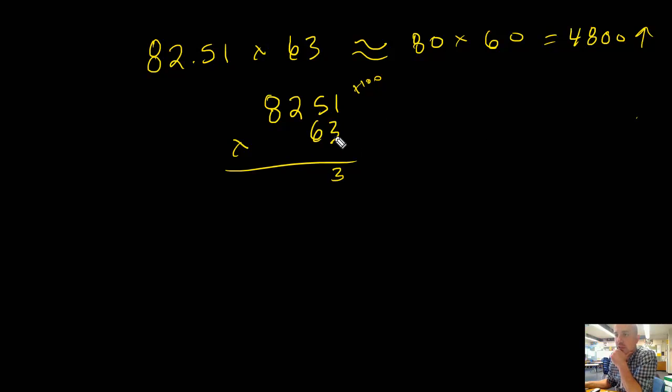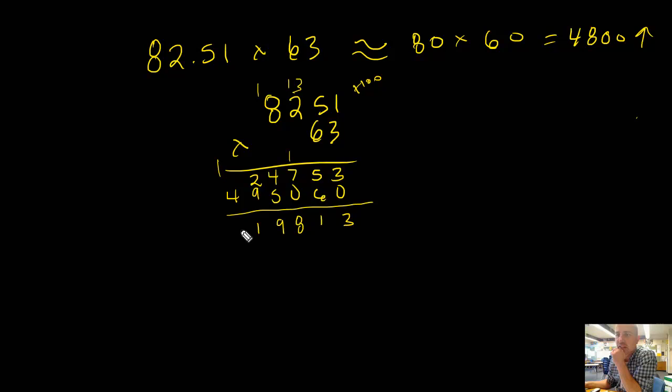3 times 1 would be 3, and 3 times 5 is 15, and 3 times 2 is 6, plus 1 would be 7, and 3 times 8 would be 24. 6 times 1, or 60 times 1 is 60. 6 times 5 is 30. 6 times 2 is 12, plus 3 is 15. And 6 times 8 is 48, plus 1 would be 49. I'm going to add this down here. I got 3. I got 11. I got 8. I got 9. I got 11. And I got 5.